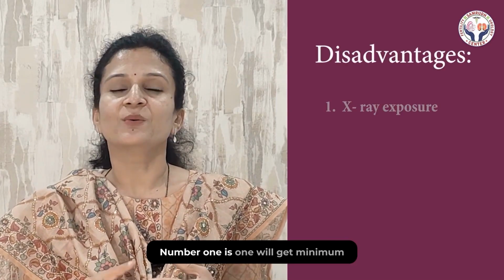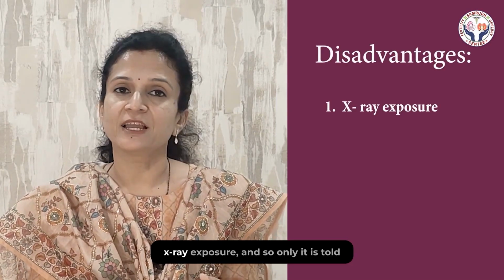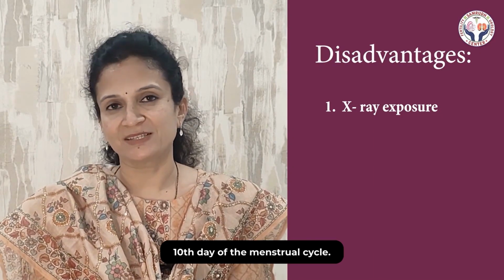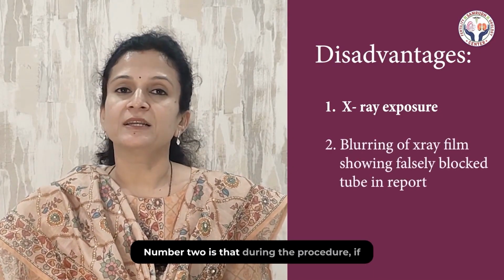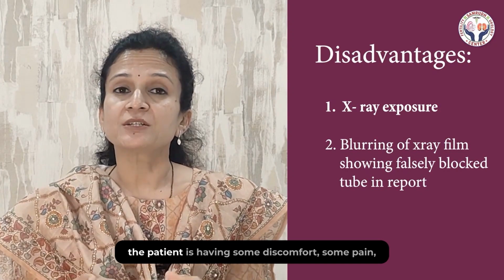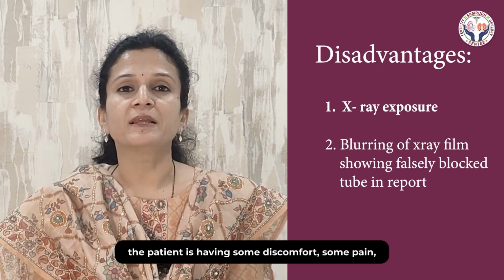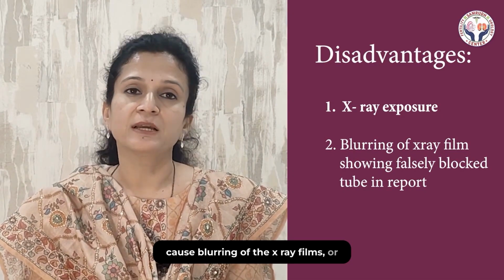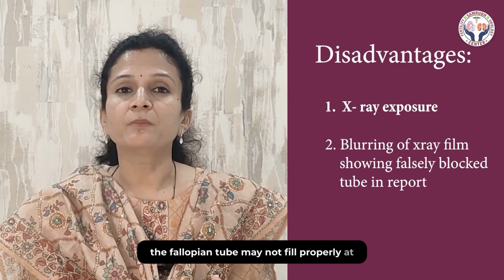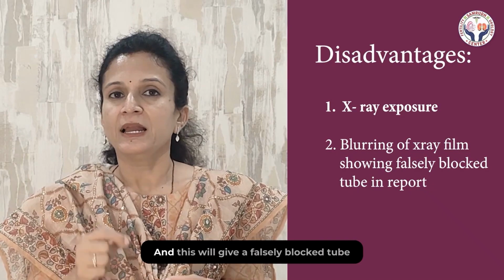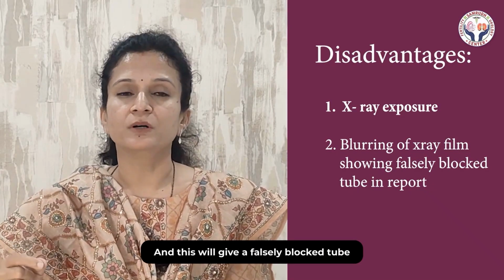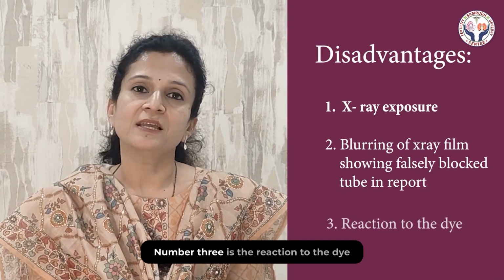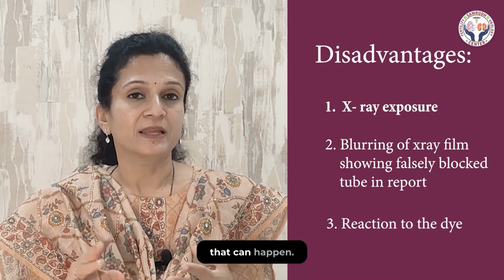Number 1 is that one will get minimum X-ray exposure, and so only it is told that the test has to be done within the 10th day of the menstrual cycle. Number 2 is that during the procedure, if the patient is having some discomfort, some pain, then the patient may move and this may cause blurring of the X-ray films, or the fallopian tube may not fill properly at all because of the spasm, and this will give a falsely blocked tube on a report, but actually it may not be blocked. Number 3 is the reaction to the dye that can happen.